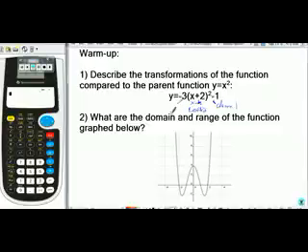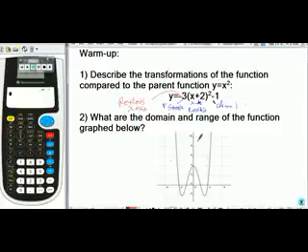Out in front, the absolute value of negative 3 is 3, so that is greater than 1. So this is a vertical stretch. And last but not least, this negative out in front here, what it does is it reflects over the x-axis.